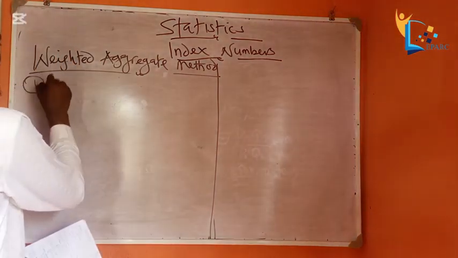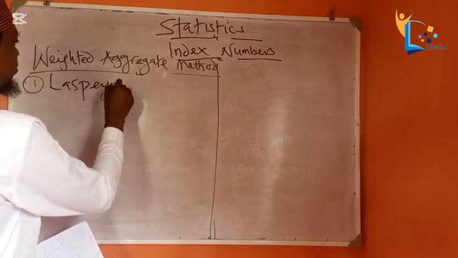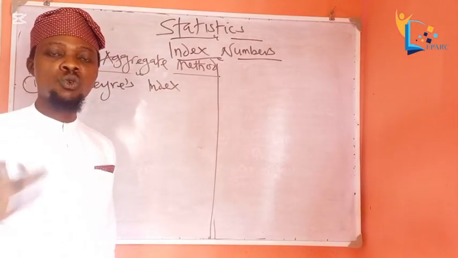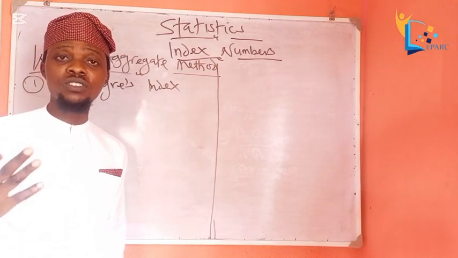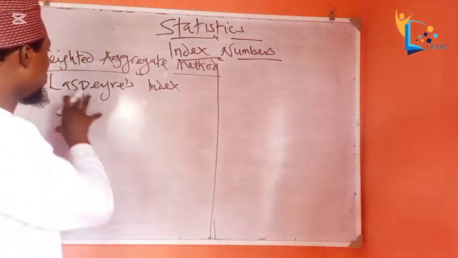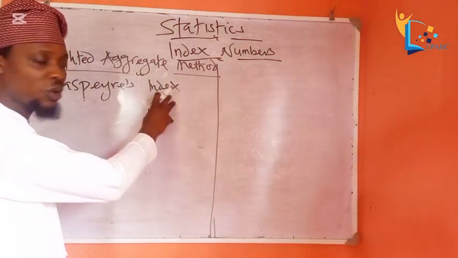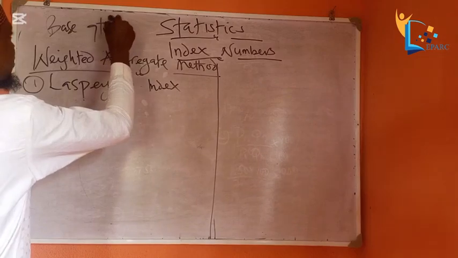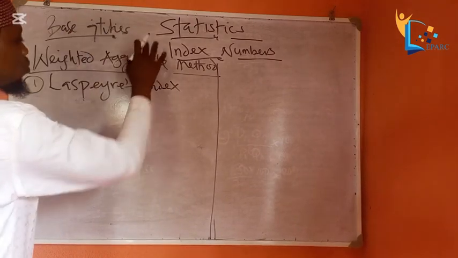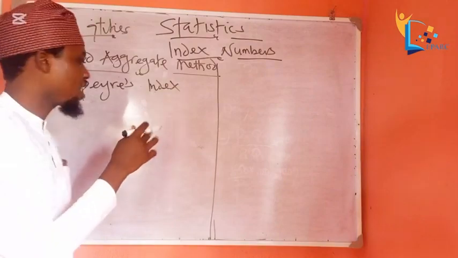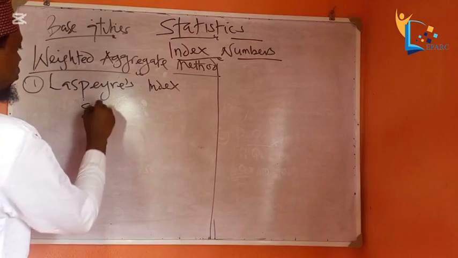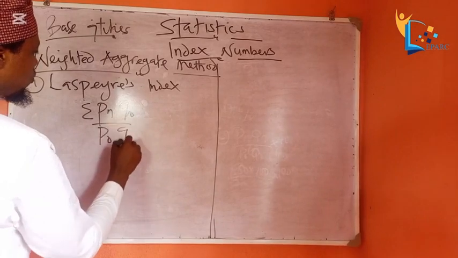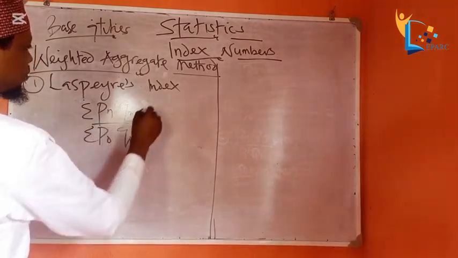Now, when we talk about the Laspeyre's index, when base quantities are used, okay, we use the Laspeyre's index. When base quantities are used, we use the what? The Laspeyre's index. And it is given as summation of Pn Qo all over summation of Po Qo, times 100%.